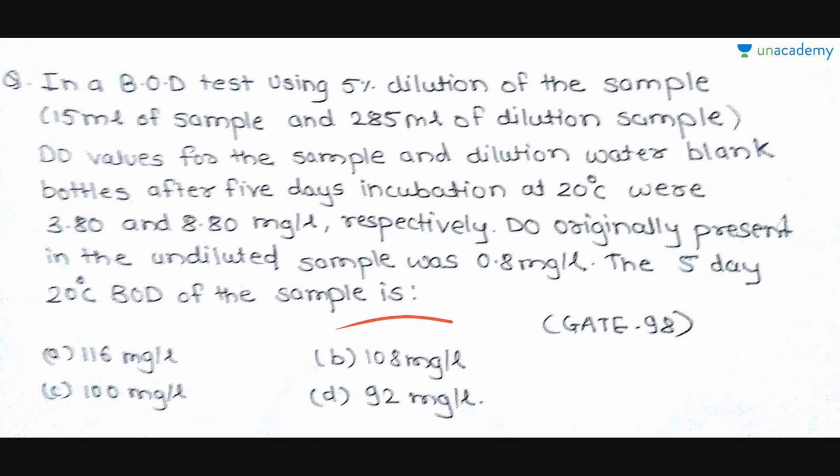So the options are: option A is 116 mg per liter, option B is 108 mg per liter, option C is 100 mg per liter, and option D is 92 mg per liter. This question was asked in GATE 1998.